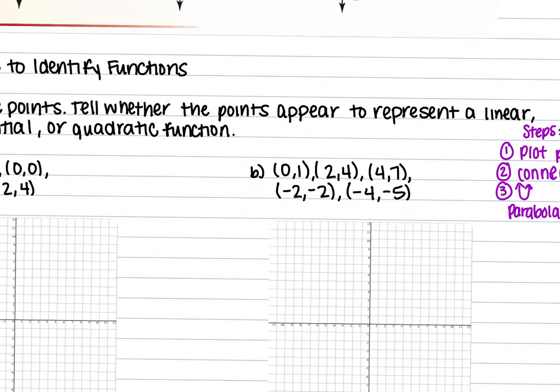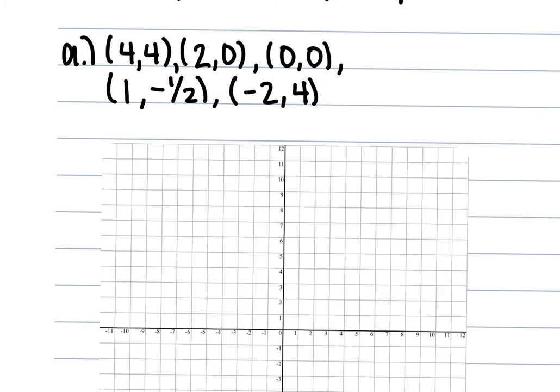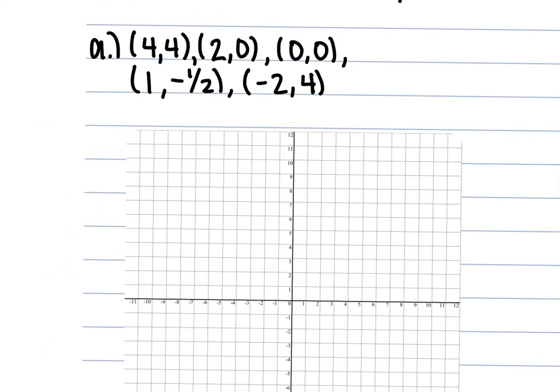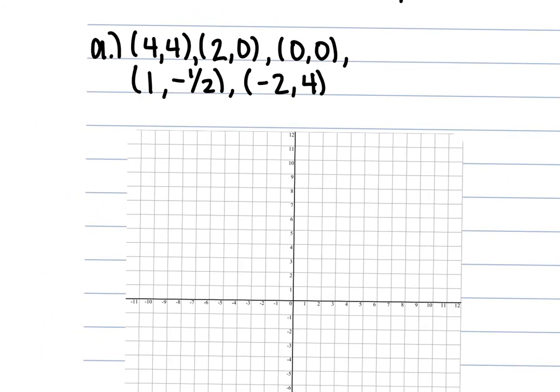All right, let's jump into the first one. (4, 4), (2, 0), (0, 0), (1, negative 1/2), and (negative 2, 4). Let's copy them down. (4, 4). I'm not going to ask for each one. You guys should know how to plot points, right? All right, (2, 0) should be right here. (0, 0) should be right here. All right, now let's talk about (1, negative 1/2). Where is that going to go? Sabrina?